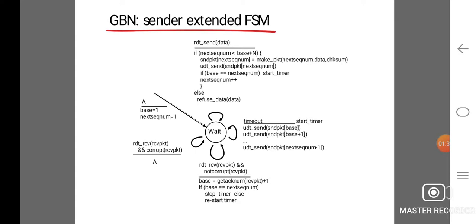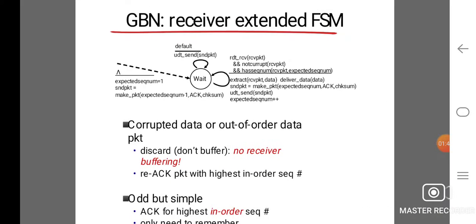Go-Back-N sender extended FSM. This is the diagram that represents the sender extended with an FSM. Go-Back-N receiver extended FSM. Here, for corrupted data or out-of-order data packets, discard, don't buffer. Here there is no receiver buffering. Re-acknowledge the packet with the highest in-order sequence number.